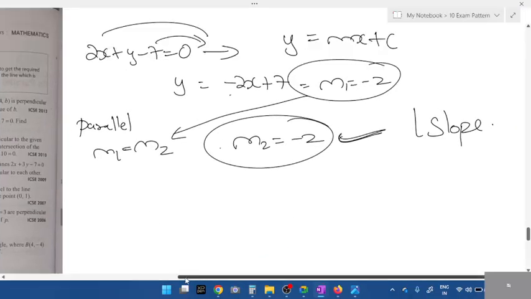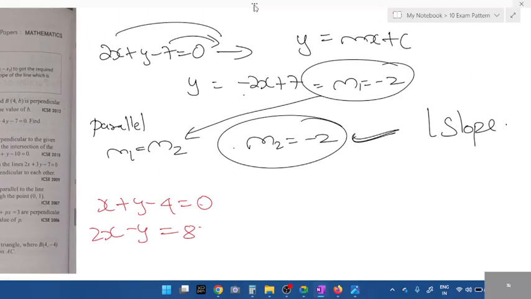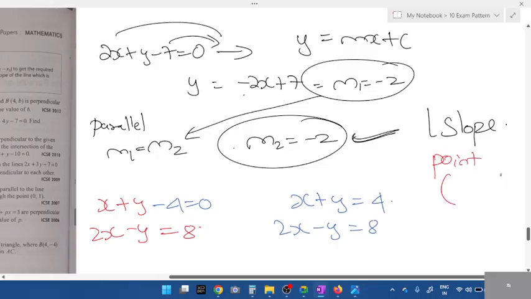In order to find 1 point, there are 2 more equations, passing through the intersection of 2 lines. What are the 2 equations here? X plus y minus 4 is equal to 0, and next one, 2x minus y, 8. I'll shift this minus 4 to the other side, students. Use the elimination method. Find the value of x and y. I'll write it like this. X plus y is equal to 4. 2x minus y is equal to 8. Use the elimination method here. That will give you 1 point. Tell me the value of x and y.